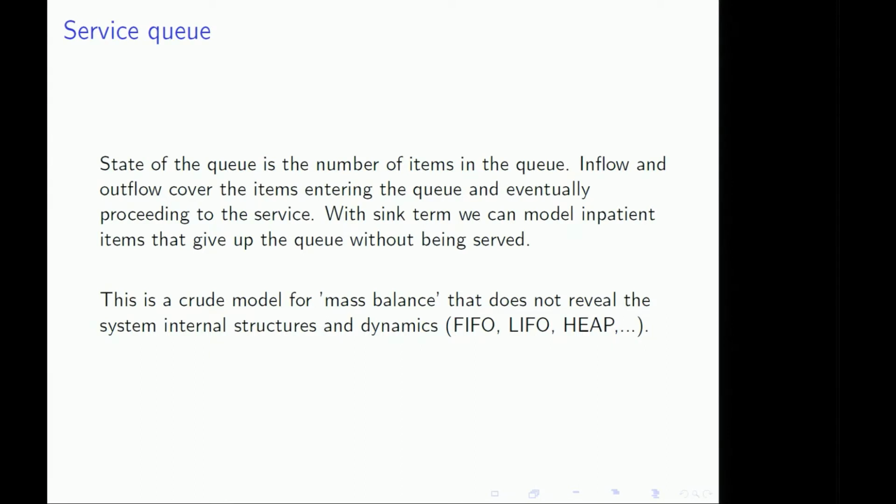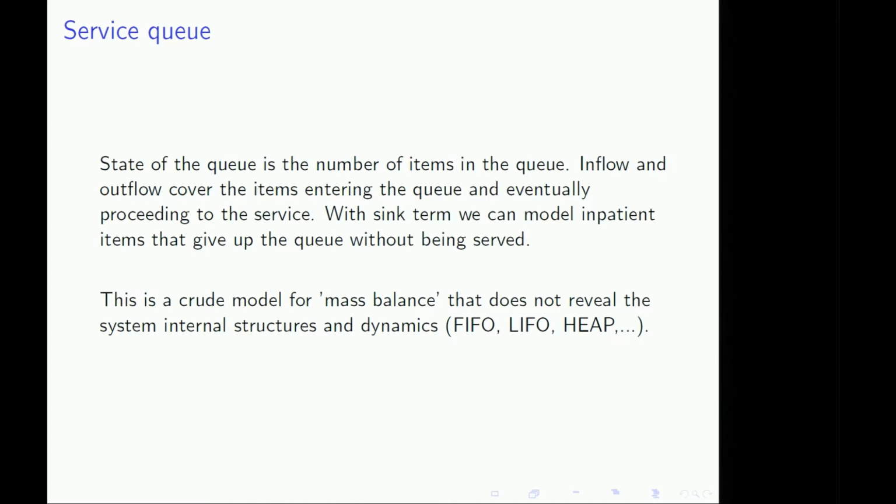So let us return to the service queue. A natural state variable for a queue is the number of items in the queue. It's clearly a discrete state variable because it's an integer number. For inflow and outflow, the natural candidates are the items entering the queue, which is the natural inflow, and items getting to the service that is queued for. So they exit the queue in the normal order.